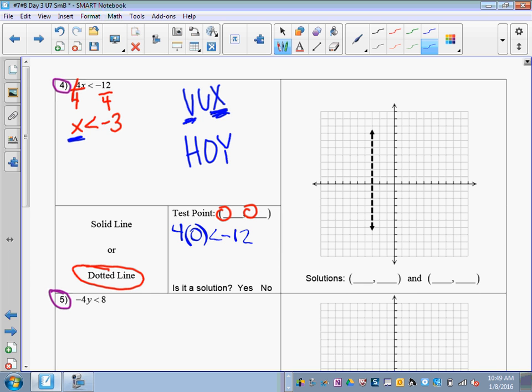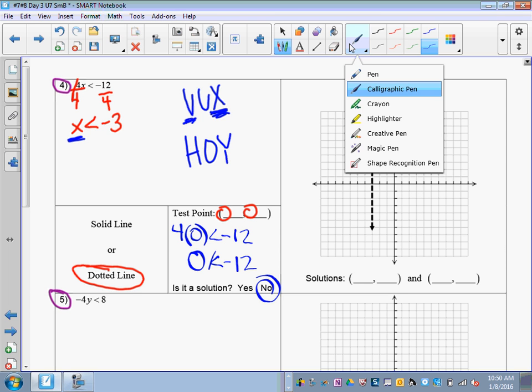And 4 times 0 is 0. Is 0 less than negative 12? No. So this is not a solution. So the point 0, 0 was not a solution. So that means I need to shade the other side of my inequality. You can pick any ordered pair on your graph that's not on the line. I usually just pick 0, 0 because that's the easiest thing to simplify.